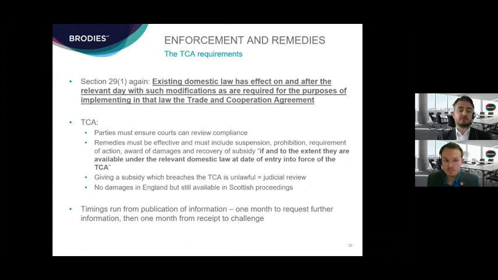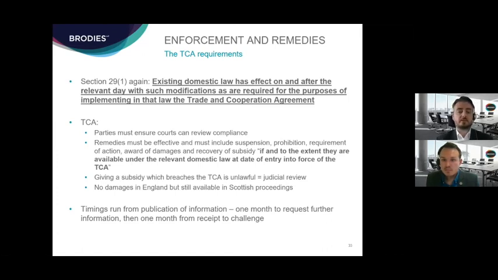The TCA says that parties have to ensure courts can review compliance, that remedies have to be effective and must include certain remedies, as long as they are available under domestic law. So giving a subsidy that breaches the TCA is unlawful and therefore amenable to judicial review. In England, that doesn't translate into any right to damages, but damages would still be available in Scottish proceedings.